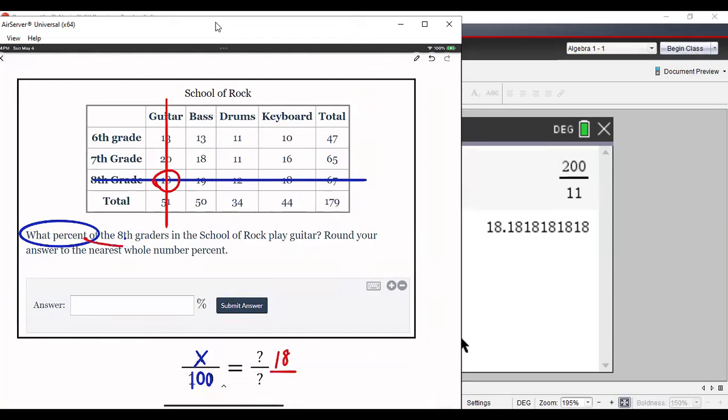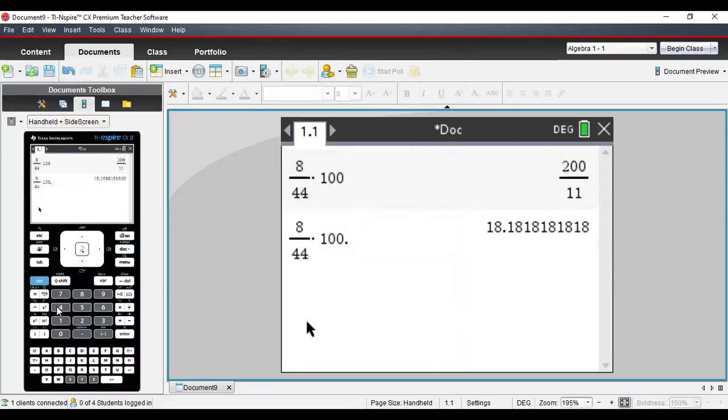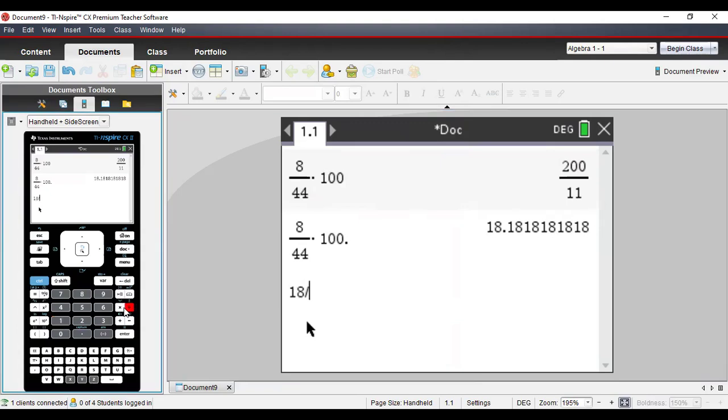And then remember we need the total number of 8th graders. And we have that total here. So it's going to be 18 over 67. And then we're just going to multiply that by 100. So here we go. 18 over 67, 18 divided by 67. And then we're going to multiply that times 100. I put a decimal so we can get a decimal.